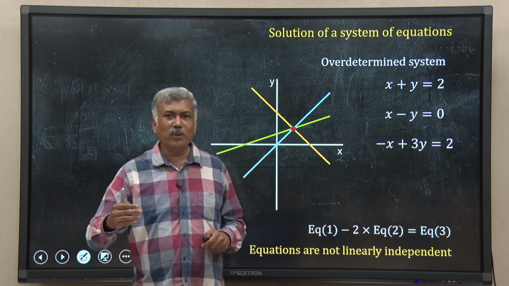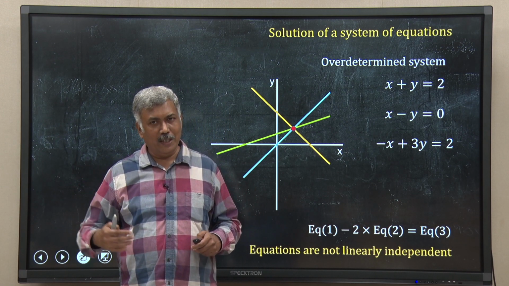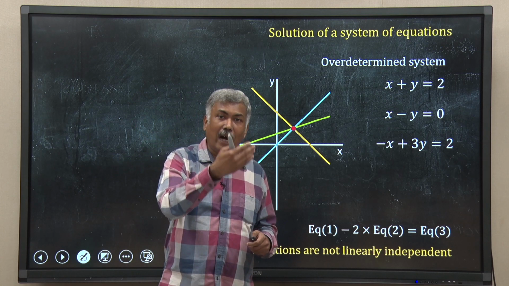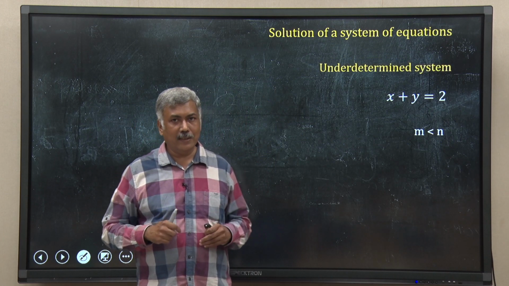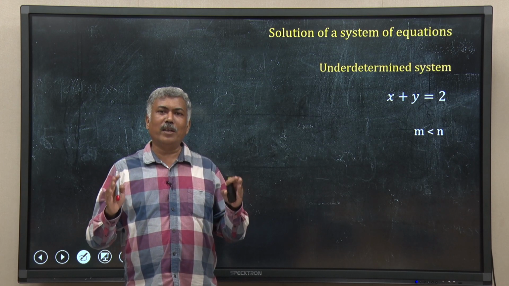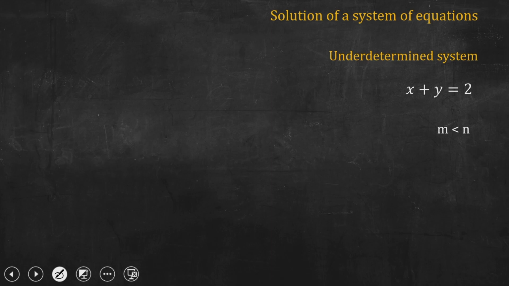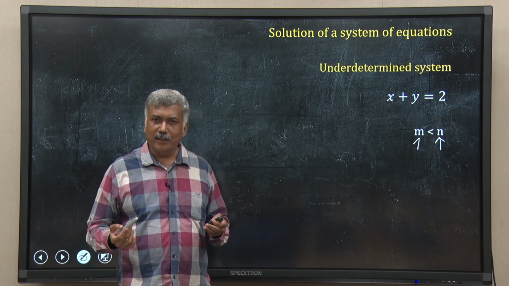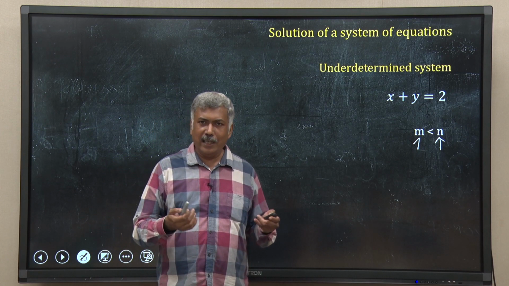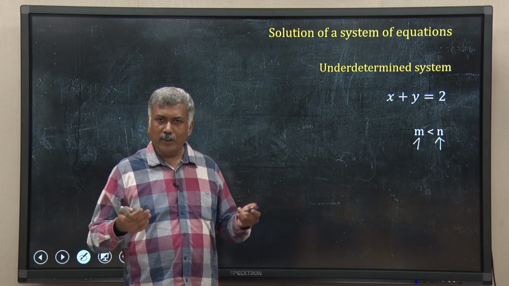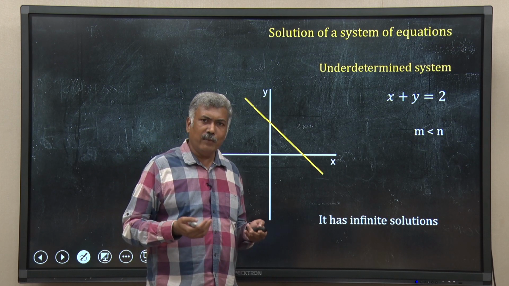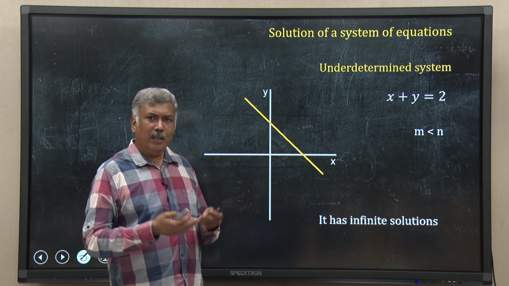Now, let me move to the opposite side. We have seen overdetermined, now I will move to the underdetermined system. What is that? I have given you a simple one equation, x plus y equal to 2. That means the number of equations m is less than the number of variables n, which is 2. What will be the solution of that? You can easily guess that any value of x and y possibly will solve this, right? And in fact, that is true, any value. I have an infinite number of solutions.